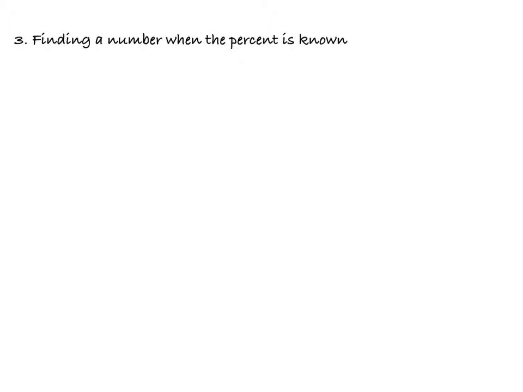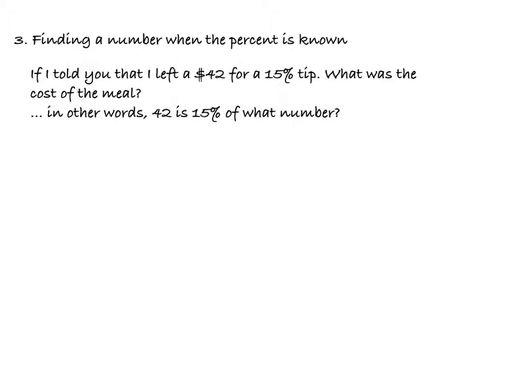Okay, the last bit that we want to look at is supposing we know the percent. Now we want to find a number when the percent is known. So as an example, if I told you that I left $42 for a 15% tip when I went out to eat, what was the cost of the meal? In other words, 42 is 15% of what number? So we know the percentage and we know the amount. Now we want to know what is the number that was a percentage of.